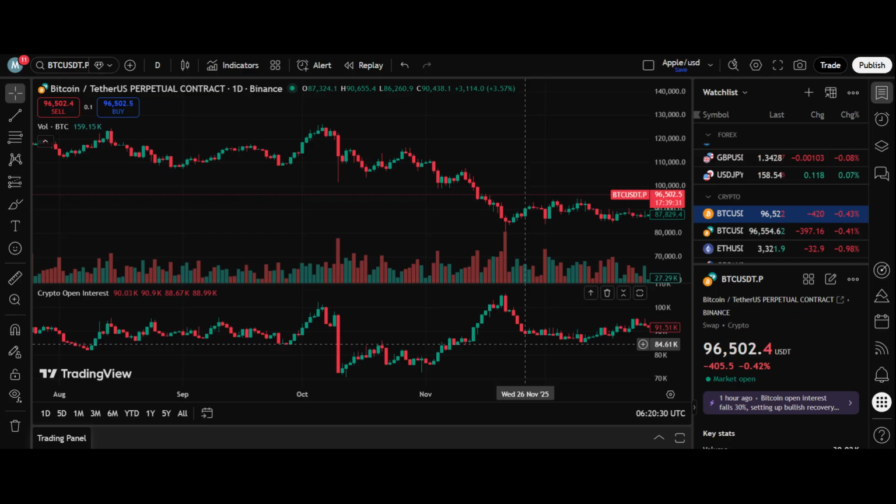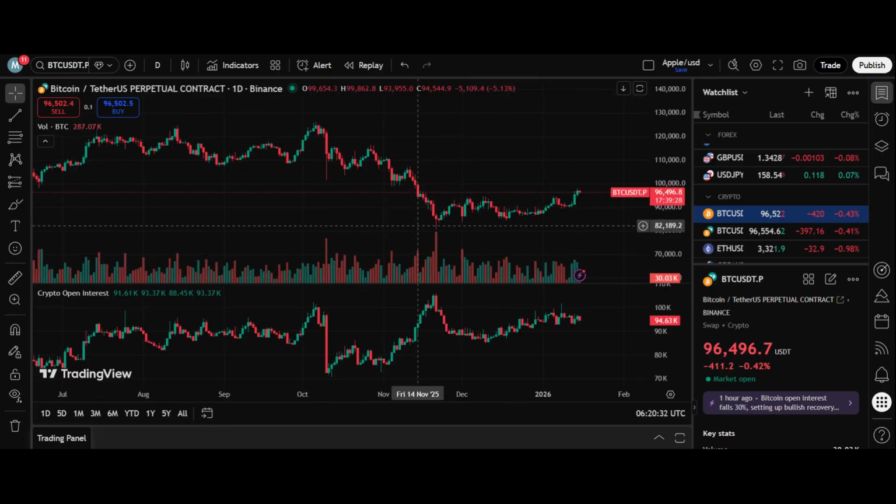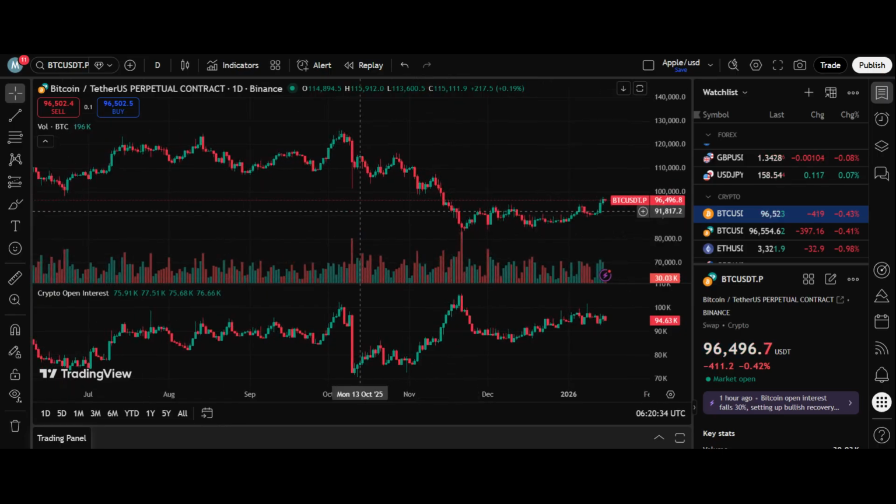And that's it. You've successfully added and learned how to use the open interest indicator on TradingView. This tool can significantly improve your trading decisions by helping you understand market dynamics beyond just price movement.